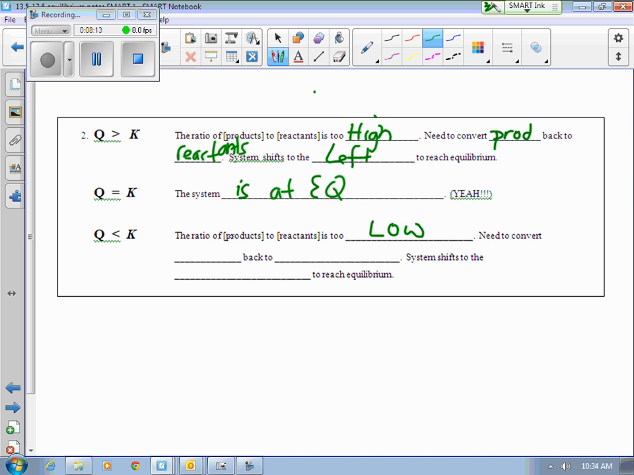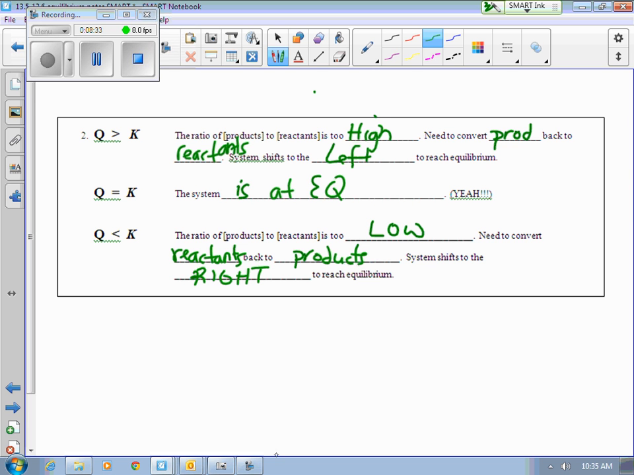Okay, so that means you have too much reactant, not enough product. So therefore, you need to convert the reactants back to products. So basically, you have to shift in the forward direction. You have to do the forward reaction. So that would be shifting to the right to reach equilibrium.